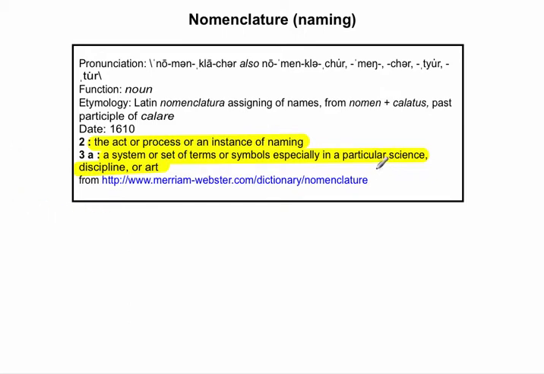And so what's that particular science? Well, really, for you, this is chemistry. And so we are going to name chemical compounds based on a formula, and we're going to write the formula based on the name, and that is really the nature of nomenclature.